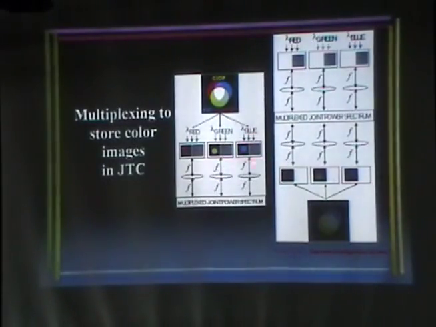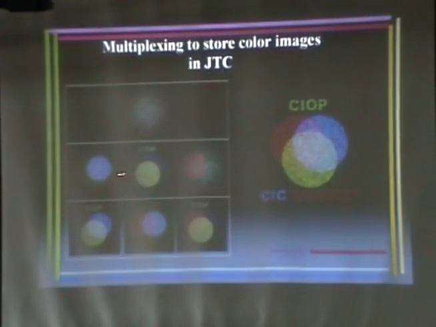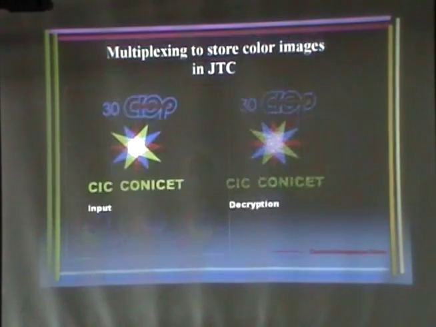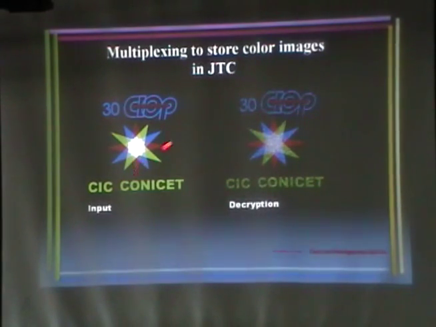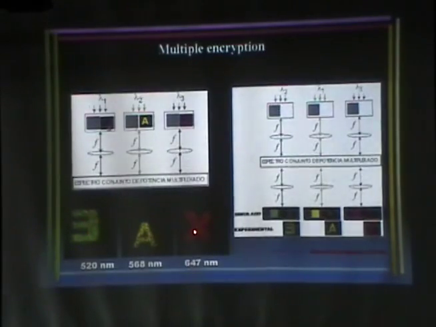Well, these are results. Of course, if you fail with one of your masks in decrypting, you obtain noise corresponding to these colors. In this case, you fail with the green mask or the red mask and so on. This is the input and this is the decrypted output. Well, 3 wavelengths, well defined.